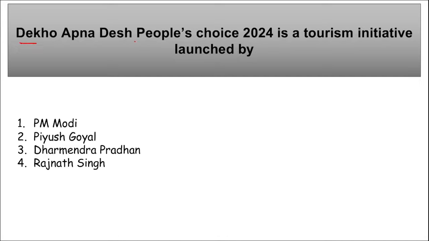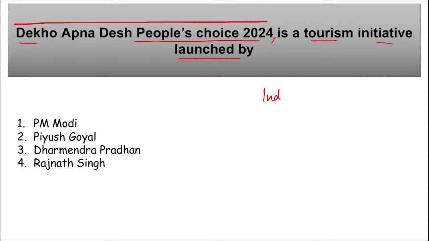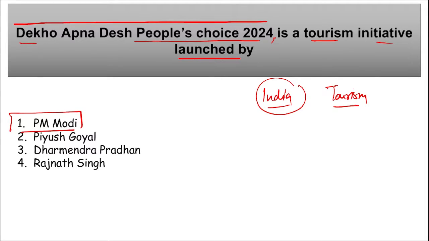Dekho Apna Desh People's Choice 24. This is a tourism initiative that was launched by whom? So remember, Dekho Apna Desh People's Choice 2024. This is a tourism initiative so that India's tourism sector can boost. People can visit various places in India and the tourism sector can boost in India. So this was launched by PM Modi, Narendra Modi.